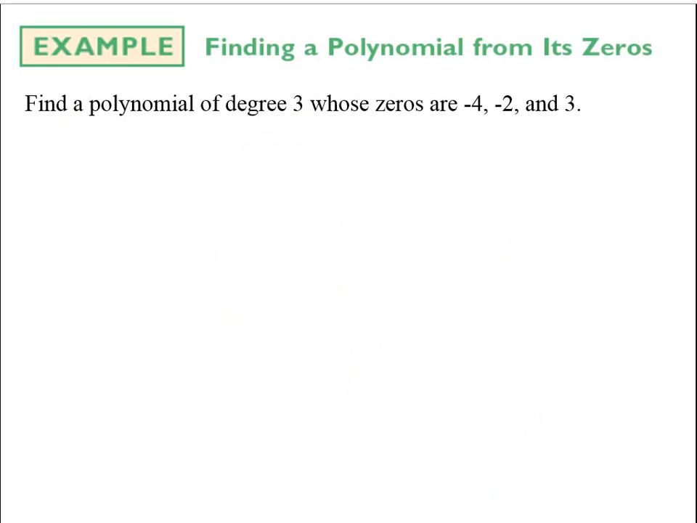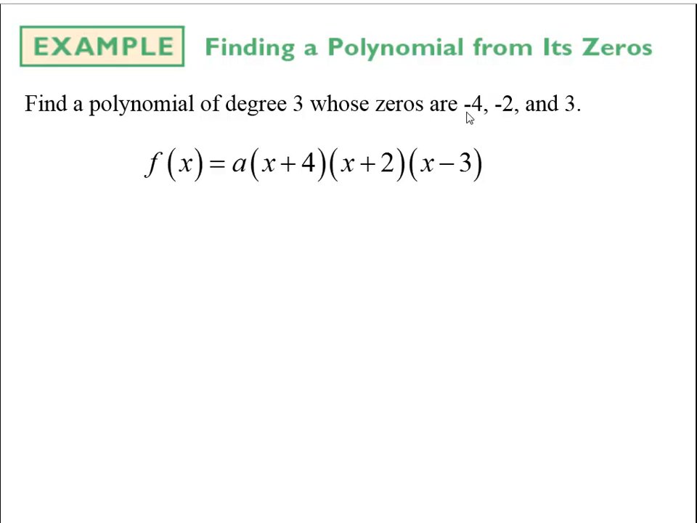So let's discuss that a little bit deeper with an example. Let's say in this example we want to find a polynomial of degree 3, and the zeros are -4, -2, and 3. If I'm given the zeros, then I know the factored form of the polynomial.